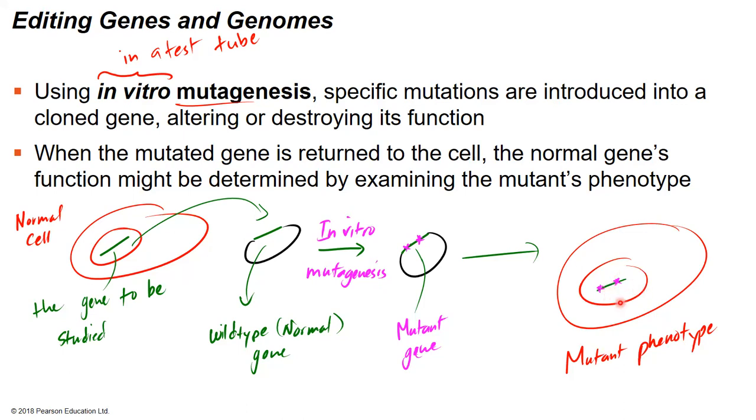Okay, maybe the cell is unable to synthesize a particular protein, and this is why the cell is unable to carry out a specific function or a specific chemical reaction, or maybe something happened to the structure of the cell or the appearance of the cell, how the cell looks like, or maybe the cell is unable to synthesize a certain molecule or carry out a specific function. Okay? So we can edit genes using in vitro mutagenesis. Okay?